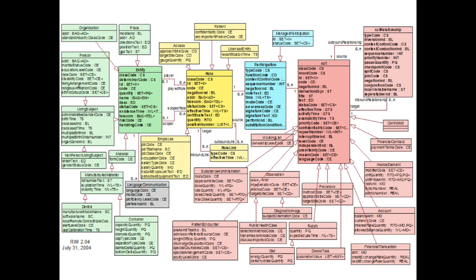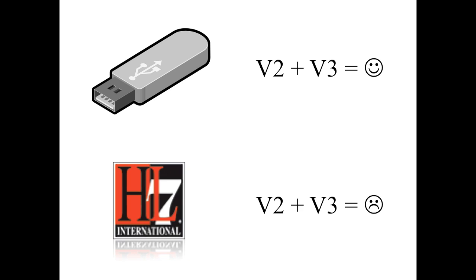This is a small screenshot. It's an old screenshot. It's confusing, but this is basically identifying the structure and the types of elements that can be included in an HL7 version 3 message. And really the take-home point from this slide is that it's incredibly complicated and next to no one understands it, which is one of the other reasons why HL7 version 3 has not been widely adopted. So as I mentioned, with USB version 2 and version 3, everything's happy, everything works together, whereas HL7 version 2 and version 3 do not play nicely together.